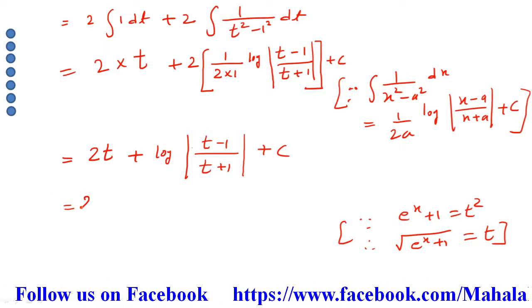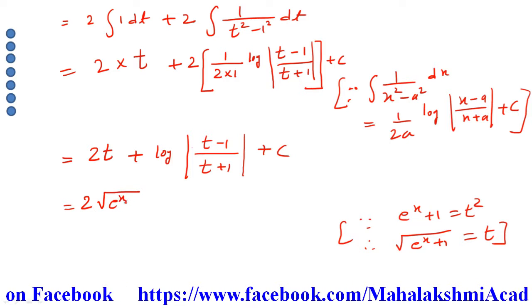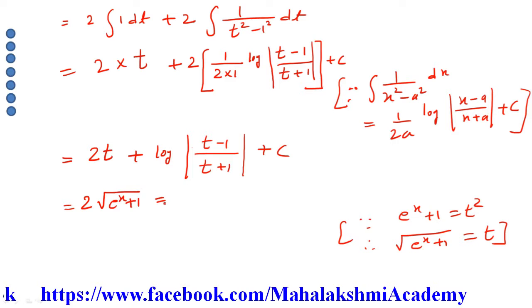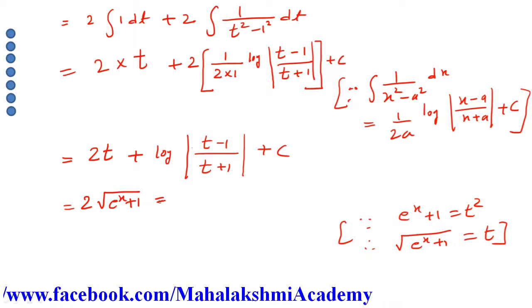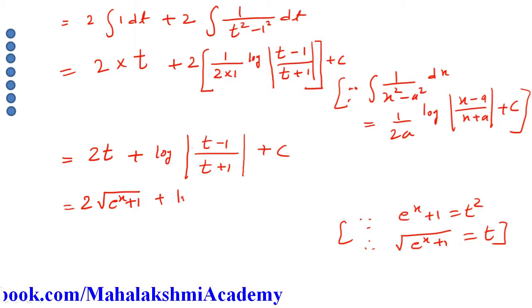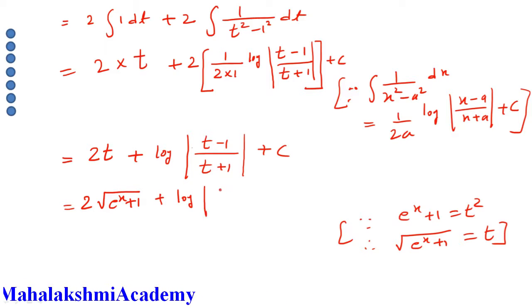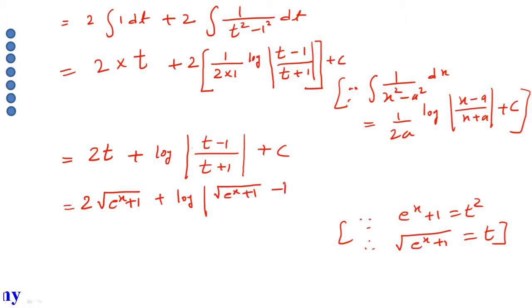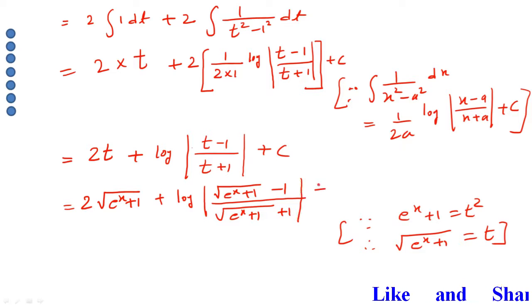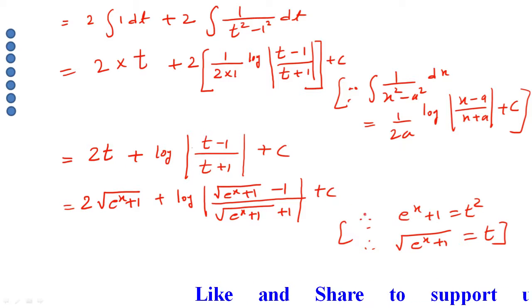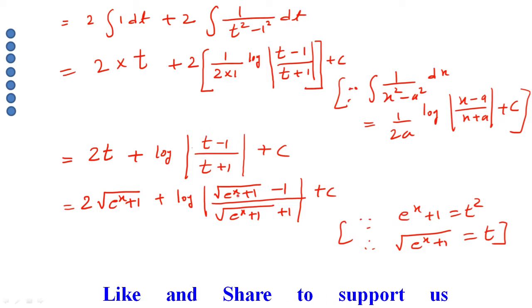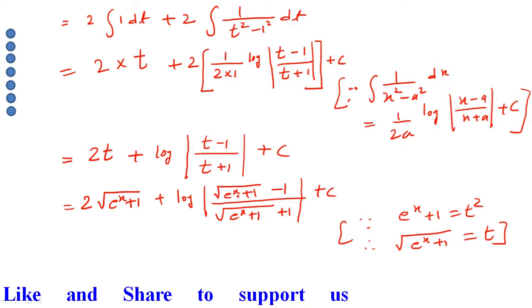So it is going to be 2 multiplied by square root of e to the power x plus 1, plus log mod (square root of e to the power x plus 1, then minus 1) upon (square root of e to the power x plus 1) mod plus c. So what we had done here, we had replaced t in terms of x. Now here we are going to rationalize the denominator.